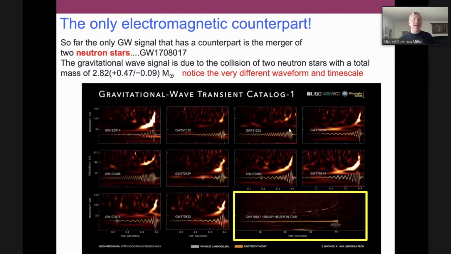And this was a remarkable event. It demonstrated many things, including that at least some of the short gamma ray bursts, which have been known for a long time, come as predicted from the merger of two neutron stars. It gave us information about the dense matter and the cores of neutron stars. It was a treasure trove.